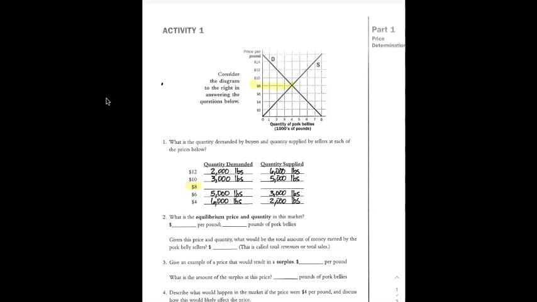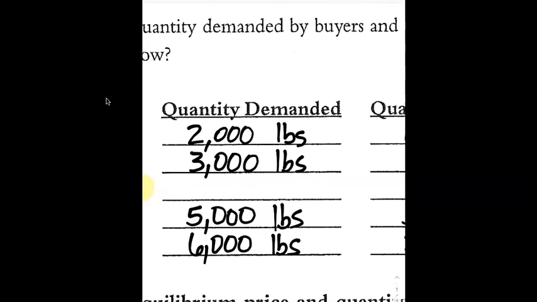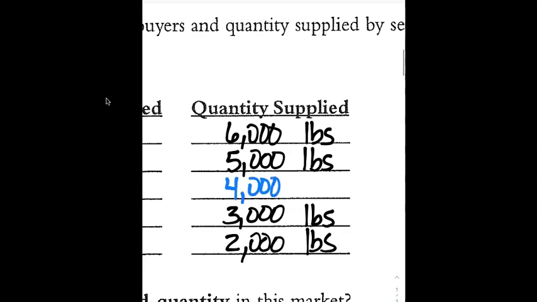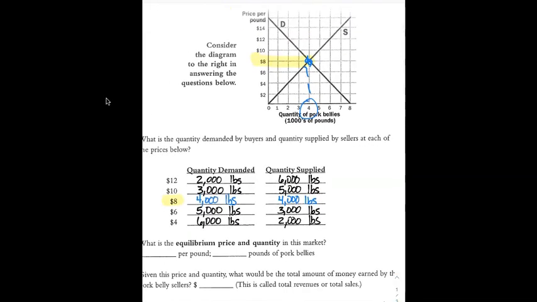So at $8, that's the magic price where the demand and the supply are the same. It's where the curves intersect. So 4,000 pounds will be the quantity demanded, and 4,000 pounds will be the quantity supplied. So we consider this market in equilibrium or in balance. The amount that's going to be produced is the amount that's going to be bought up, assuming buyers and sellers can find each other.